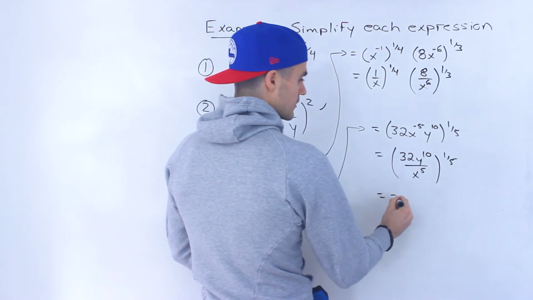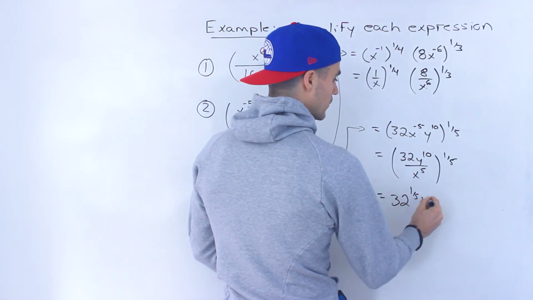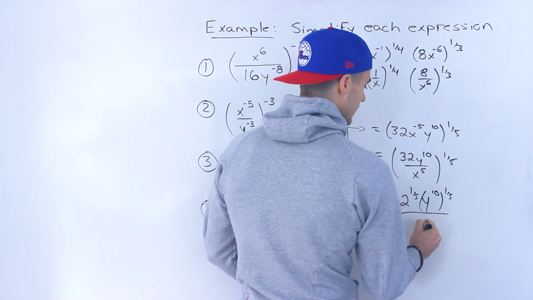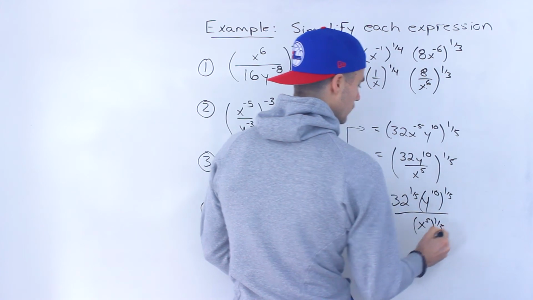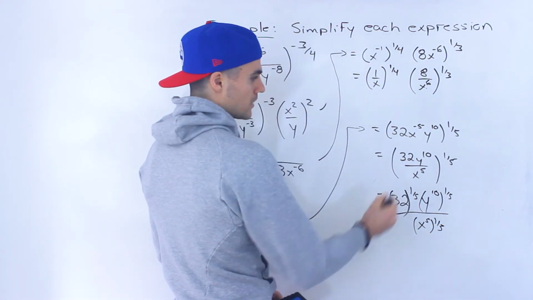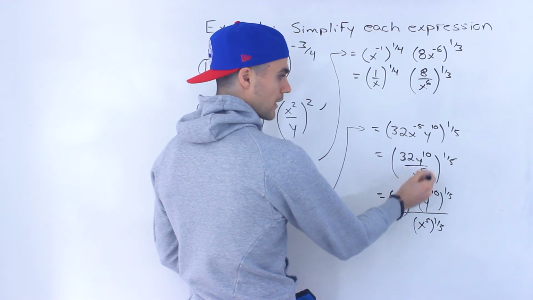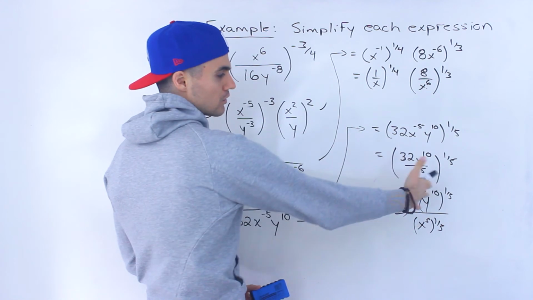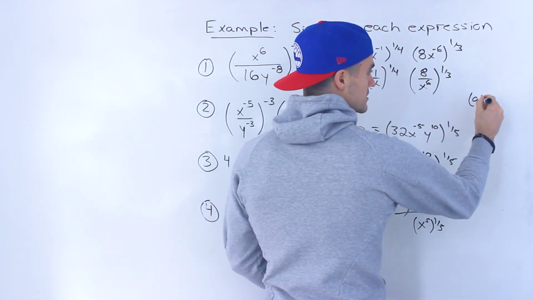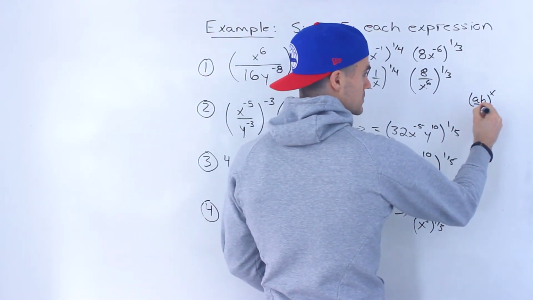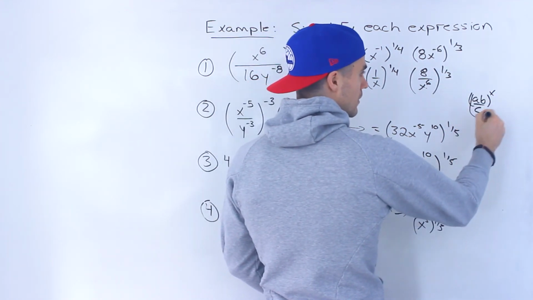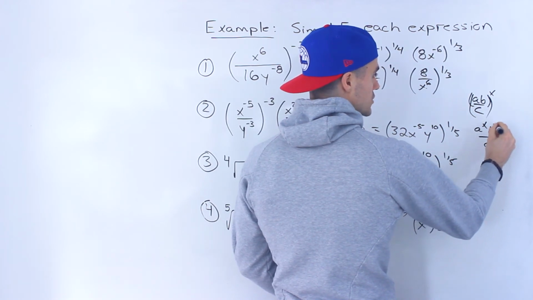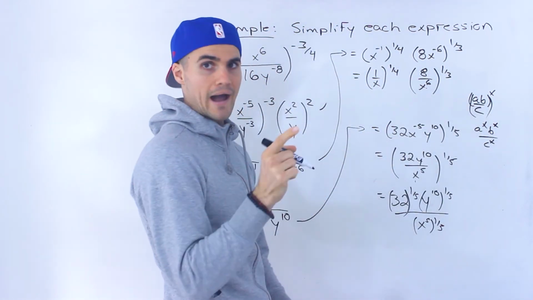And then everything has to go to the power of 1 over 5. So this would go to the power of 1 over 5, this y to the 10 would go to the power of 1 over 5, and then x to the 5 would go to the power of 1 over 5, like that. Right? Because all of these terms are either multiplying or dividing, we can take that exponent and distribute it to all of the terms. We just took all the terms and put them to the power of that exponent.